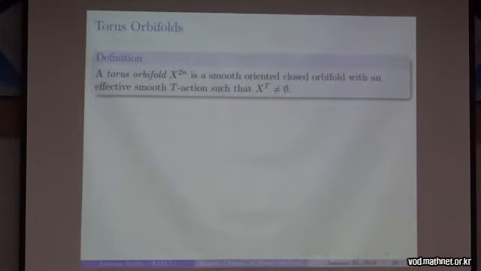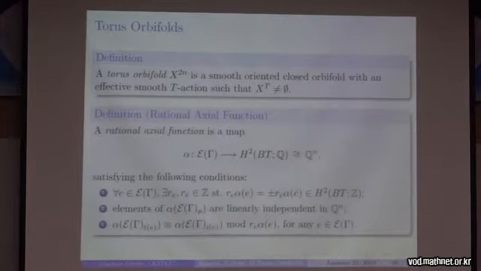Okay, so now we extend again torus manifolds to torus orbifolds. So we're looking at even-dimensional, smooth, oriented, closed orbifolds with effective action whose fixed point set is non-empty. And we define what, in these slides, is called a rational axial function associated to such a torus orbifold. So it looks much the same as before, except now we're labeling each edge by a vector that has rational elements and satisfies similar conditions.